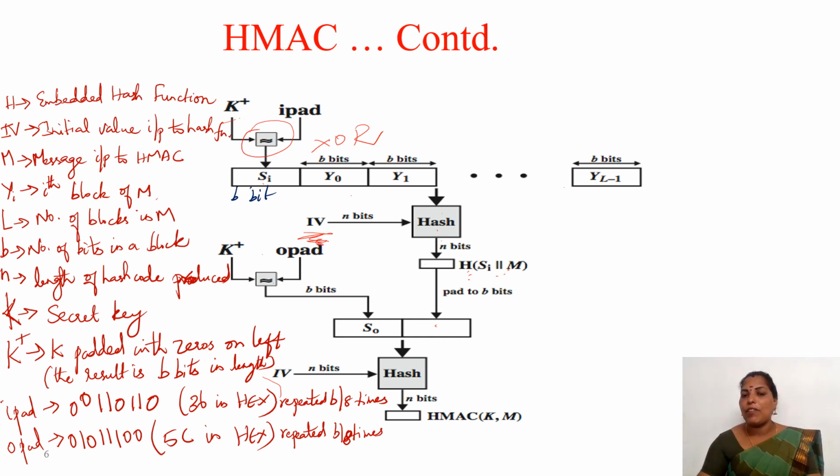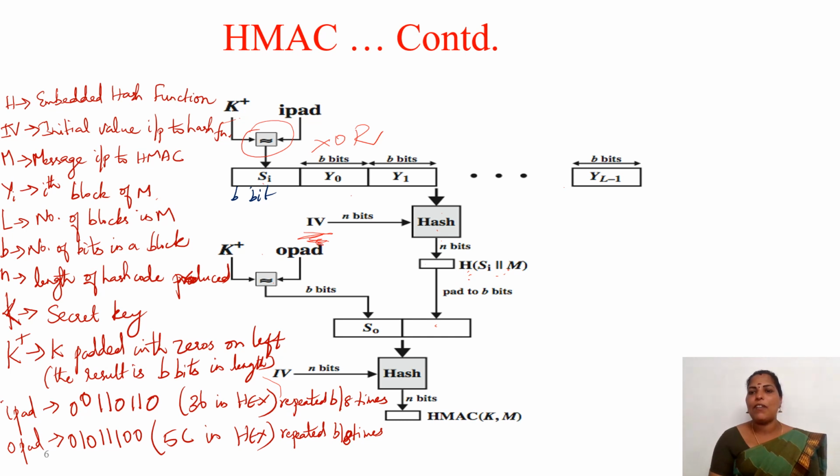Here also we have an initialization vector of n bits. The result of this hash function is HMAC of K comma M. So we are getting an HMAC of fixed size, that is n bits. In one equation we have represented the full HMAC, but in this pictorial representation it is explained in somewhat more detailed steps.